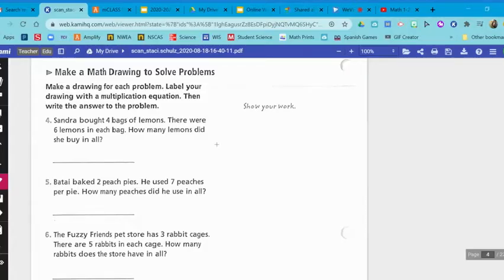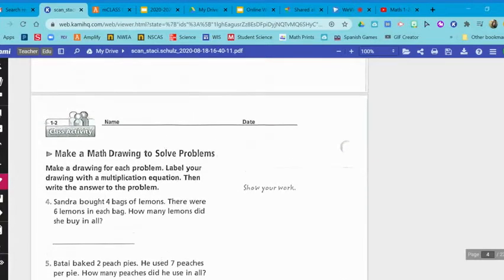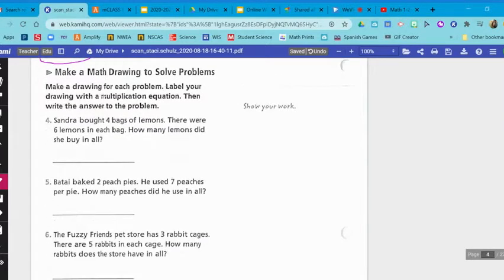Our class activity 2 for today. So at the top of your packet, you are going to see class activity 1-2. It's unit 1, lesson 2, class activity, and this is our second one. So we are going to be making math drawings.